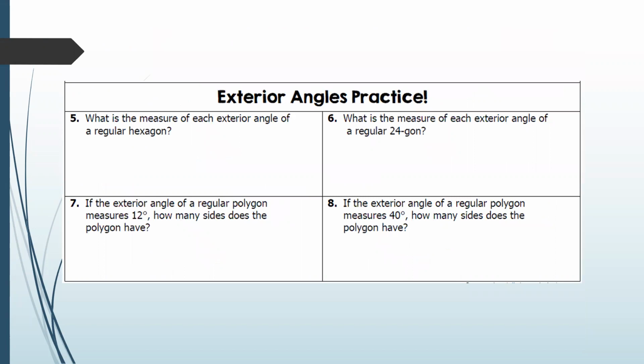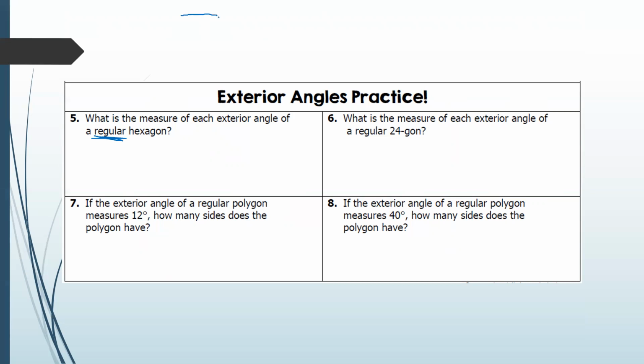So let's practice that. What is the measure of each exterior angle of a regular hexagon? So let's think about it for a second. If they always have to add up to 360, then if I want to find the measure of just one, and they're all the same size because it's a regular hexagon, then I'll just divide by however many angles there are.